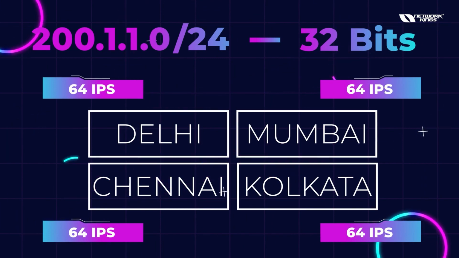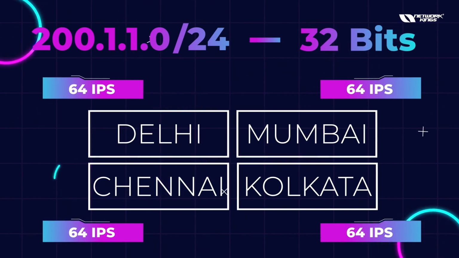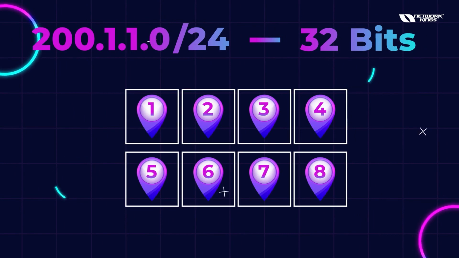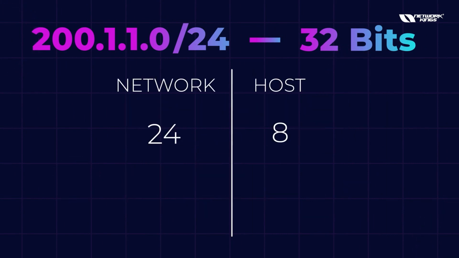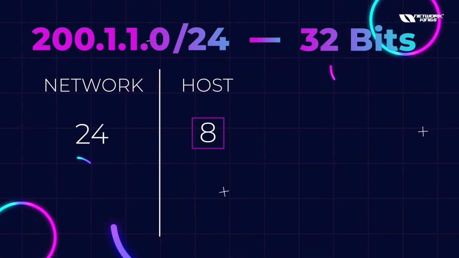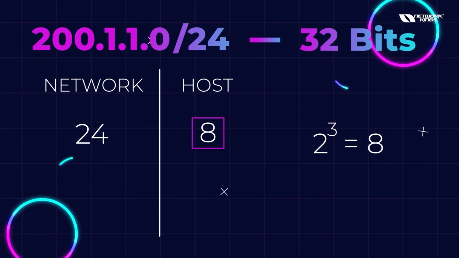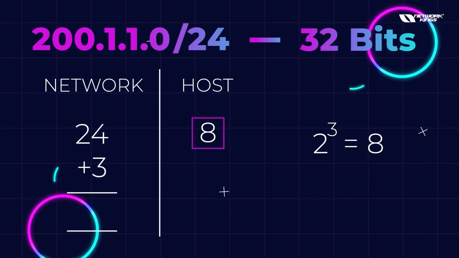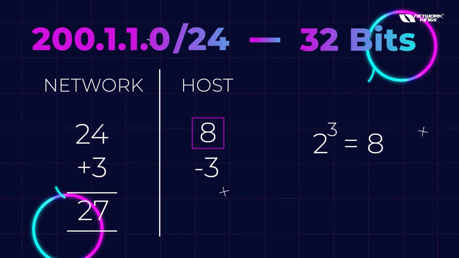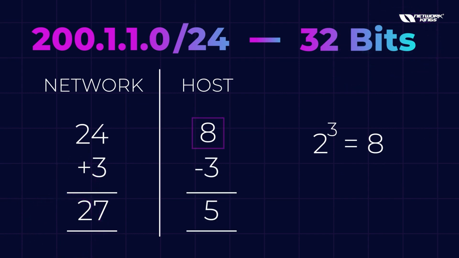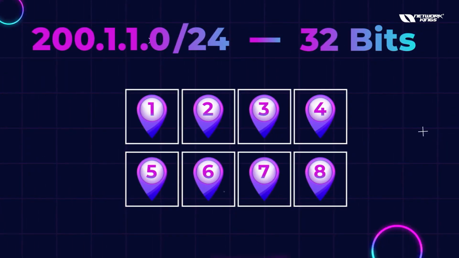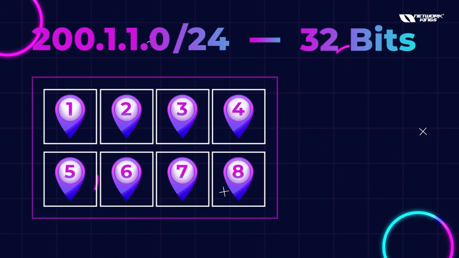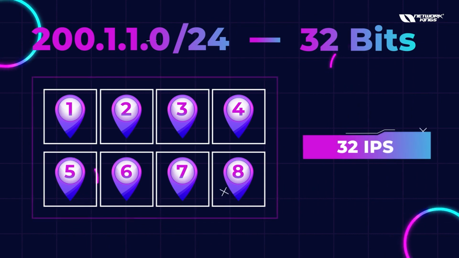Right? Let's take another example. If I want to divide this network into 8 parts, instead of 4 locations I have 8 locations. So again, by default 24, we have 8 here. How do we get 8? When we have 2 to the power of 3. So I'm going to add 3 here, 27, and I'm going to reduce 3 here. That comes to 5, and 2 to the power of 5 is 32. So it means we will have 8 groups, and every group has 32 IPs.